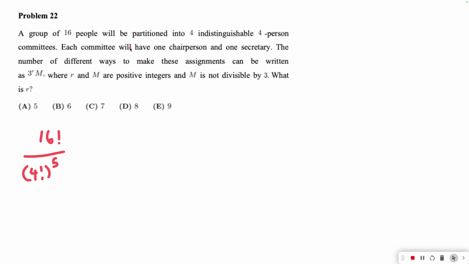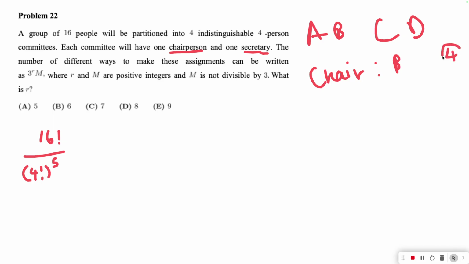And now we're also asked that once we find these committees, we need to assign 1 chairperson and 1 secretary for each of them. So how many ways could we do that? Let's say we have 4 people, A, B, C, and D. For the chairperson, it can be any of the 4 of them, like A, B, C, or D. Let's just say it's B. So we have 4 options for the chair. And then the secretary can be any of the other 3, because we got rid of B, so it can be A, C, or D. Let's just say it's C, and we have 3 options for this. And because chairperson and secretary are different roles, the order does matter.